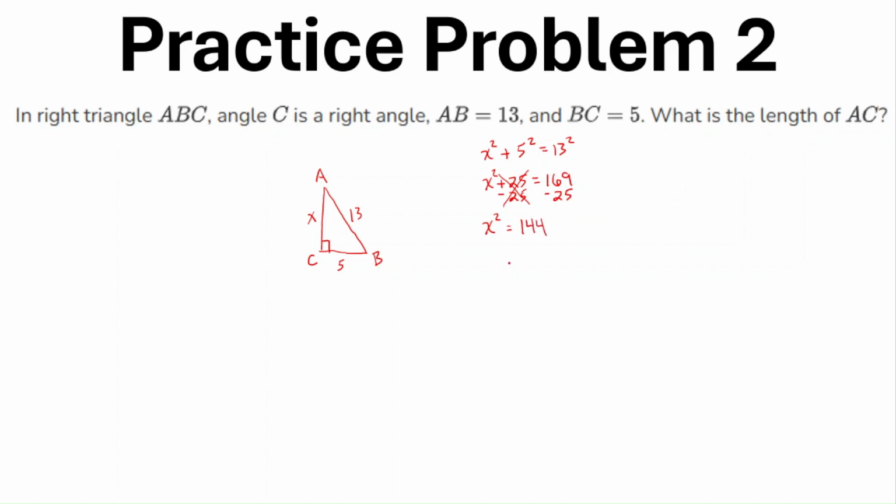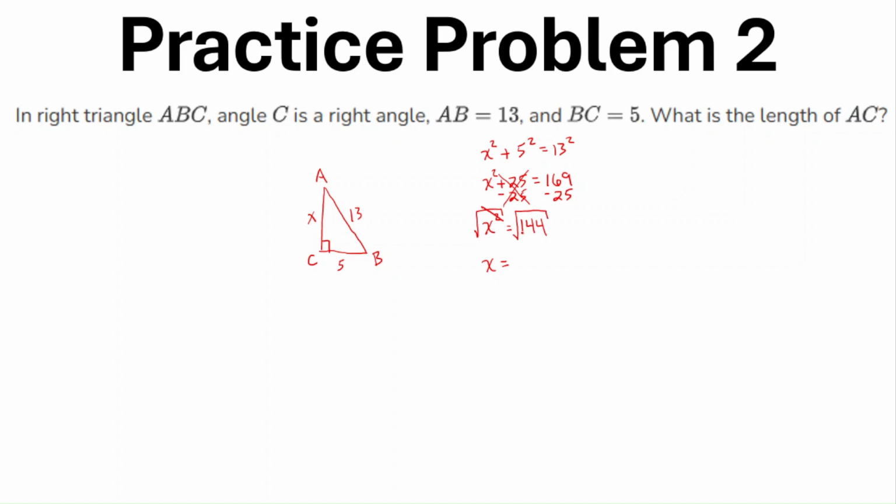144. So now I need to get rid of this exponent of 2. The opposite of squaring x is taking the square root. Whatever I do to the left side, I must also do to the right side. The square root of a square cancels out, and that just leaves x on the left side.